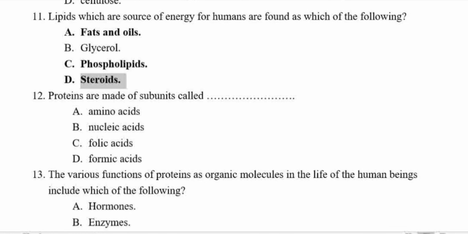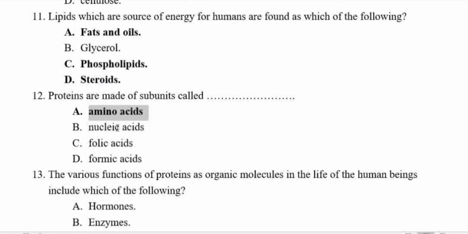Now, question number 12. Proteins are made up of subunits called. Also, what are the subunits of protein? The first one says amino acids. The second one says nucleic acid. The third one says folic acid. And then the D is formic acid. I think I answered this question earlier on. So simply go to the answer and say that proteins are made up of subunits called amino acids.